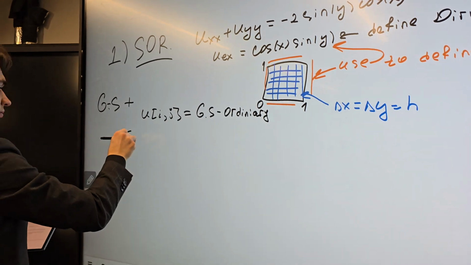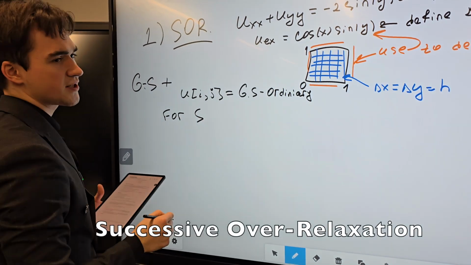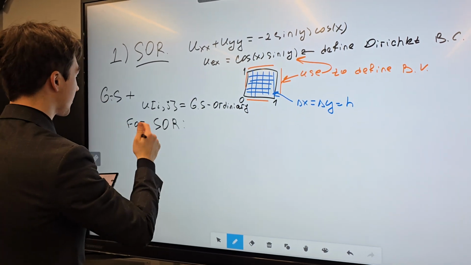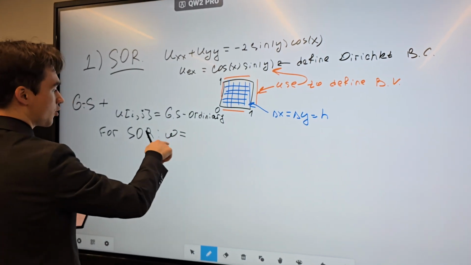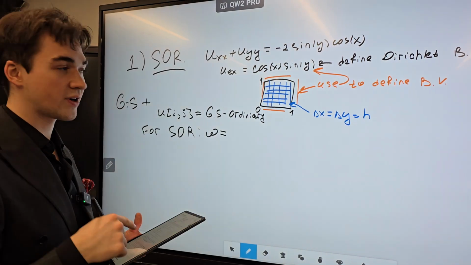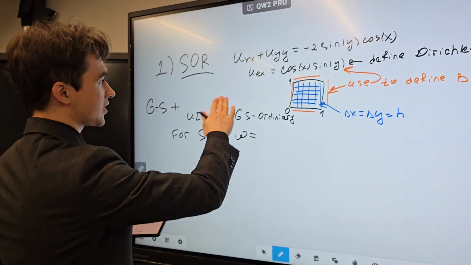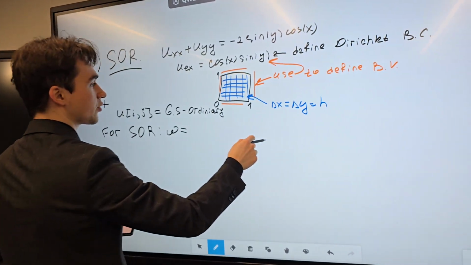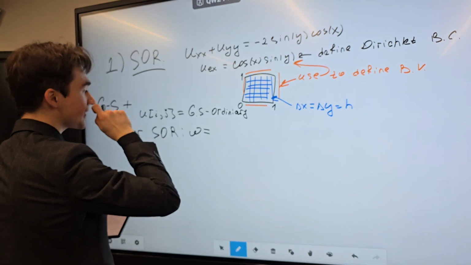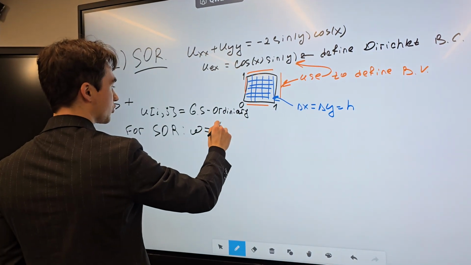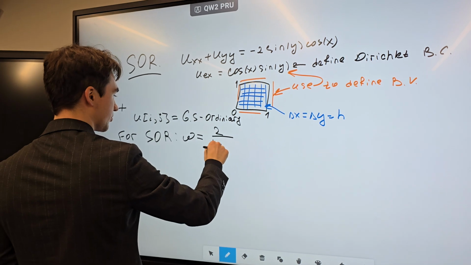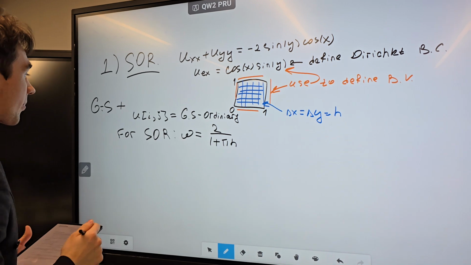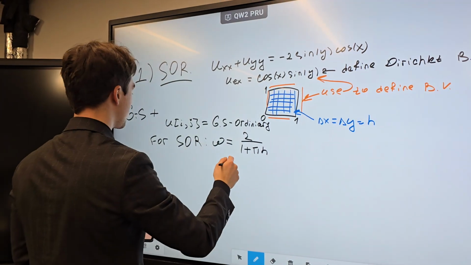For SOR, it's a successive over-relaxation method, for those who want to know what SOR is. You use the omega parameter, and actually you need to define it if you solve some other problem, but for the unit square with equal grid size, the value for omega will be 2 divided by 1 plus pi h, I suppose. Yes, that's correct. And omega is a parameter which does the following.